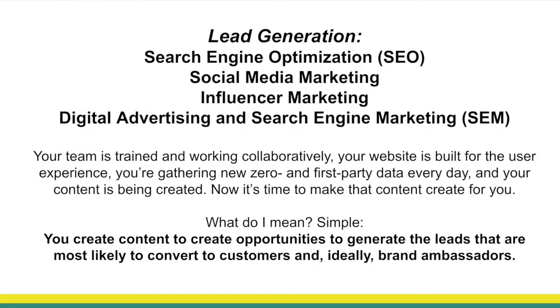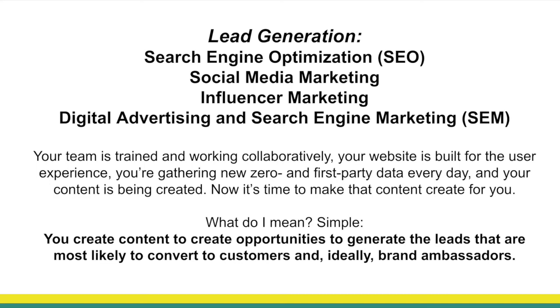Okay, your team's trained and working collaboratively. Your website's built for customer experience. You're releasing content and you're gathering new zero and first-party data. So now it's time to make that content work for you. Simple. You create content to create opportunities to generate leads that are most likely to convert to customers and ideally brand ambassadors. And there are three primary mechanisms for attracting users to your site: search engine optimization, or SEO, social media marketing, influencer marketing, and digital programmatic paid advertising and search engine marketing, or SEM.